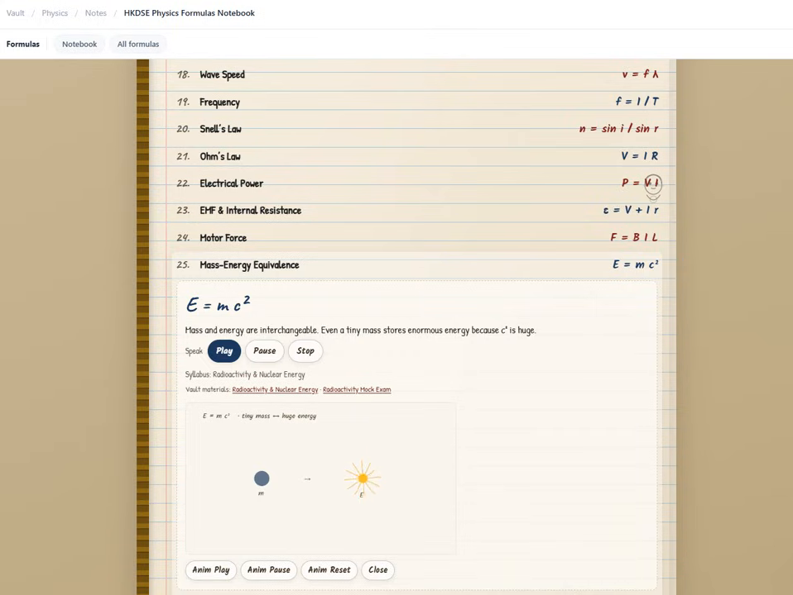Mass-energy equivalence, E equals mc squared. Mass and energy are interchangeable. Even a tiny mass stores enormous energy because c squared is huge. A tiny mass can store huge energy.